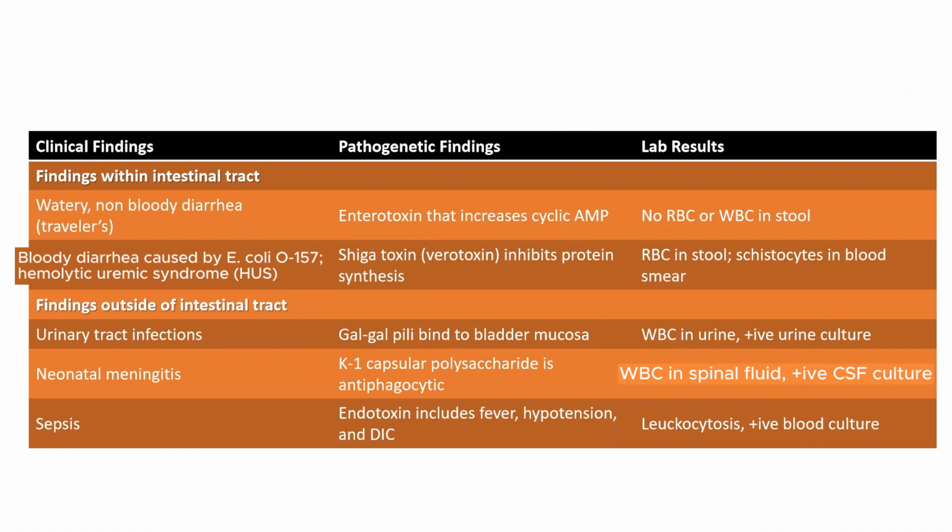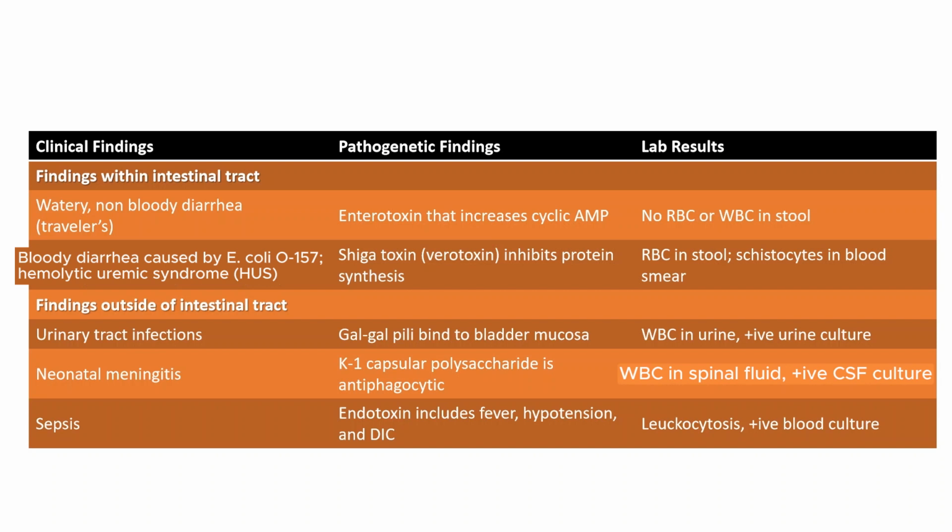The second one is bloody diarrhea that's caused by E. coli O157 strain and hemolytic uremic syndrome. The pathogenic finding behind them is Shiga toxin, the verotoxin that inhibits protein synthesis, and we'll find red blood cells in stool and schistocytes in blood smear.